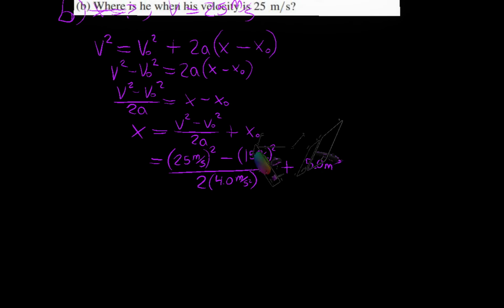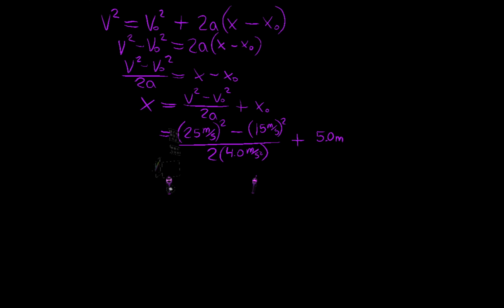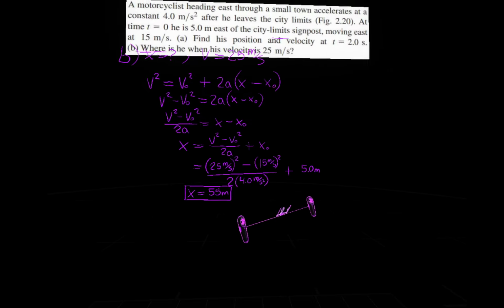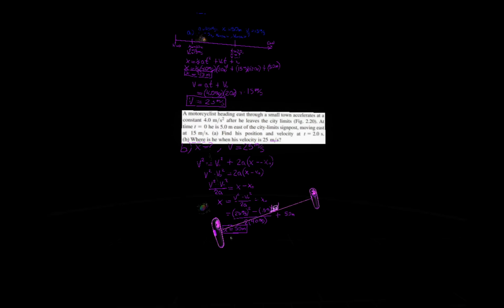All right, so if you solve all of that out, you get his position when he reaches 25 meters per second is 55 meters. All right. So that is our first example here.